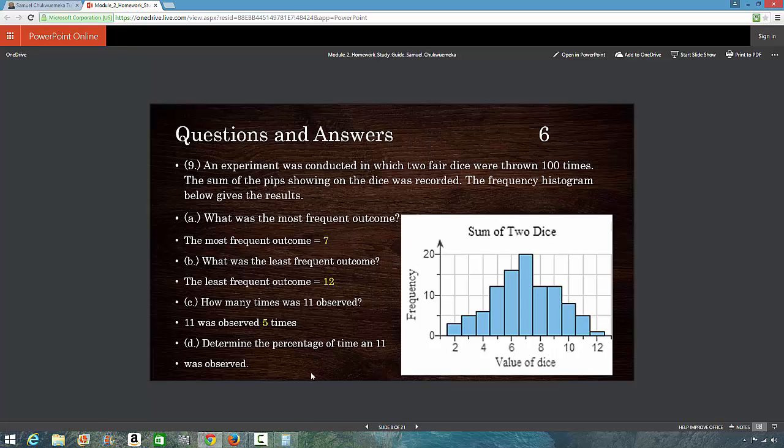When you are asked to find the percentage of time an 11 was observed, you first find the frequency of 11 divided by the total frequency, then times 100%. It is just like saying the relative frequency times 100%. Remember, the relative frequency is the frequency divided by the total frequency. When you multiply that by 100%, it gives you the percentage of time that occurred.